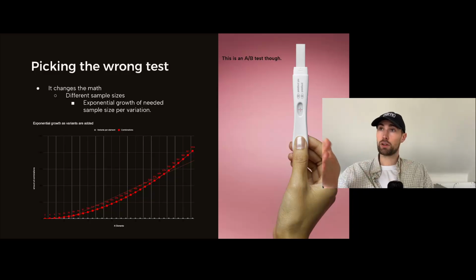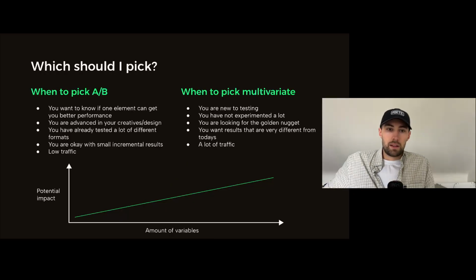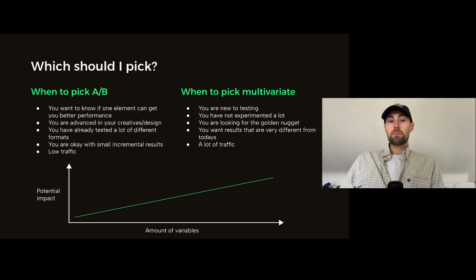There's only one variable being tested. It's either you're pregnant or you're not. So which one should you pick and when? You have to pick an A/B test if you want to know if one certain element can get you better performance. Okay.